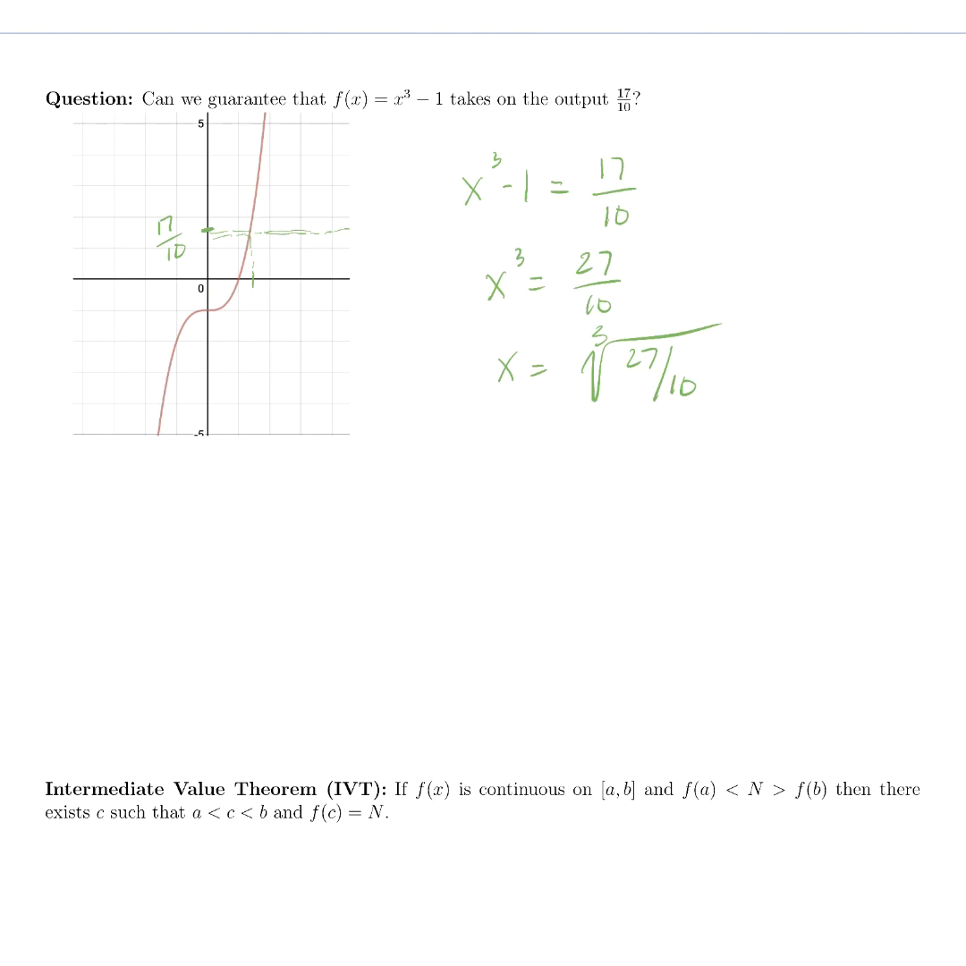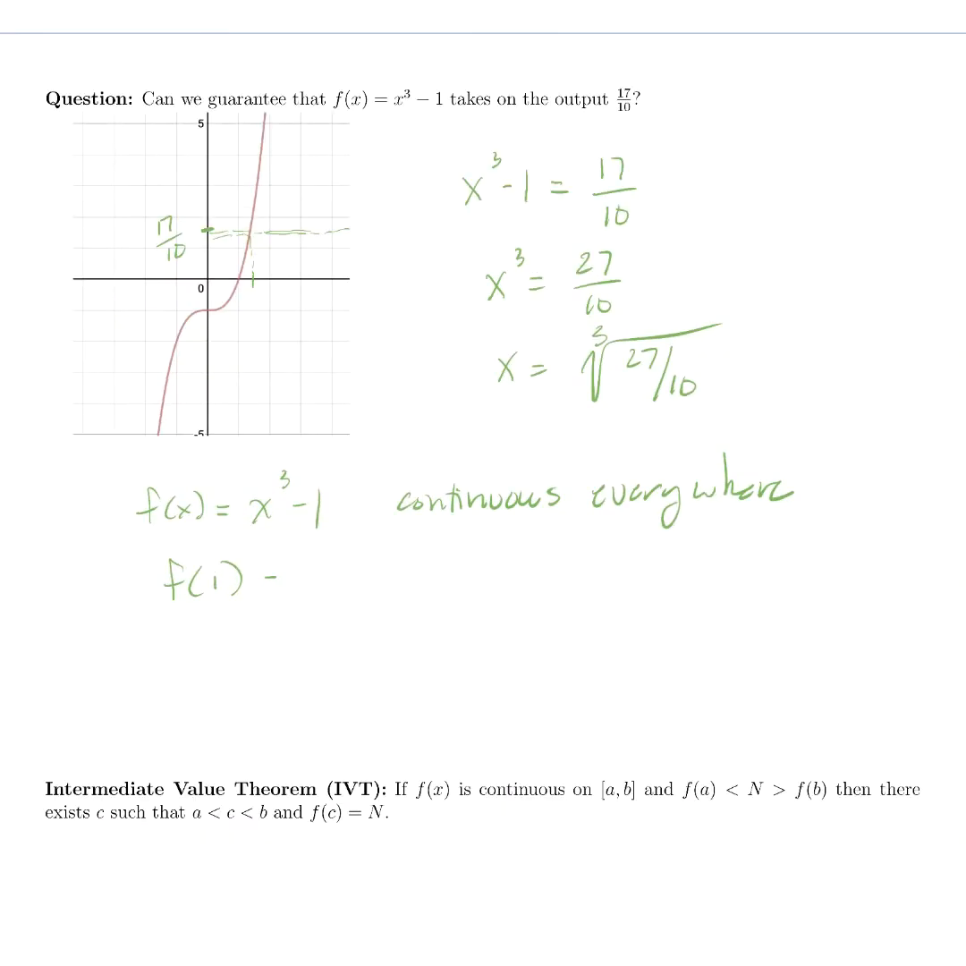So let's look at one other way we could think about this. This function, f of x equals x cubed minus 1, what do we know about it? It's continuous everywhere. It's a polynomial. We just decided polynomials are continuous everywhere. So this is one of those functions. Clearly, let's see, it takes on the output of 0.